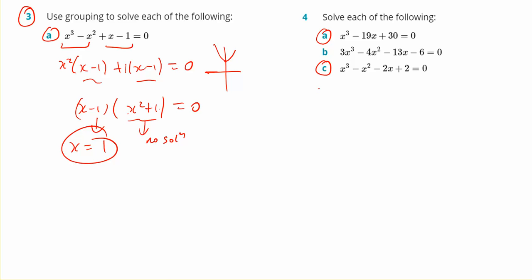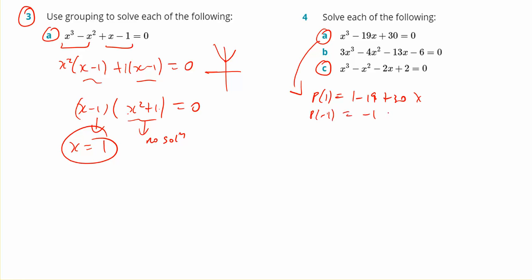For a, we want to factorize this. So I need to use the technique where I try different factors, see which one works. So I'll try P of 1 first. 1 minus 19 plus 30. No, it's not going to work. Does not equal 0. P of negative 1.